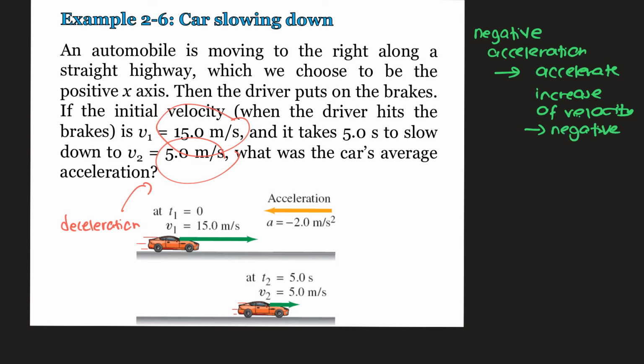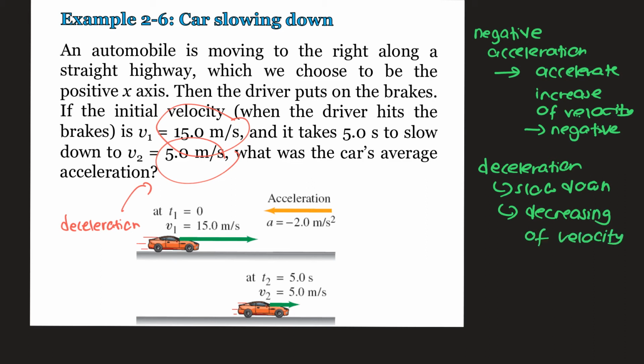Okay, you still accelerate, you still have an increase in terms of velocity, but you're moving in the negative direction. Here we put the negative to the left, so it means that you move to the left. But when you state deceleration, it means that you slow down. When you slow down, it means that you have a decreasing velocity. So it's basically two different terms, with two different meanings.